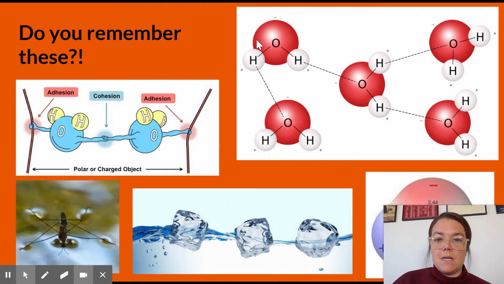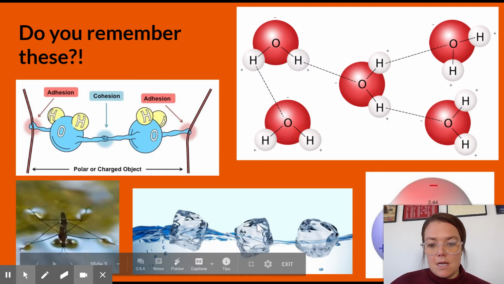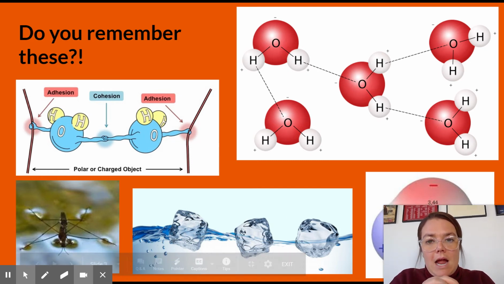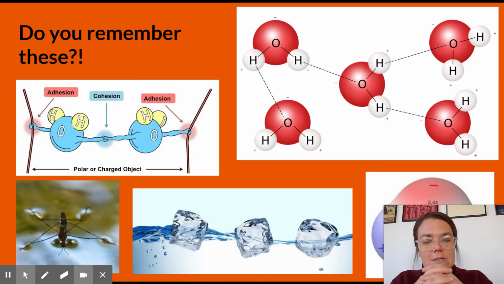Another thing that results because of polar water is the fact that the water molecules like to stick together. These dotted lines are what are called hydrogen bonds. The negative end of one water molecule will stick to the positive end of another water molecule. Again, that hydrogen bond also results in some interesting properties. So we've talked about how ice floats because as water freezes, the solid ice becomes less dense because the water molecules actually move further apart from each other because of hydrogen bonding.